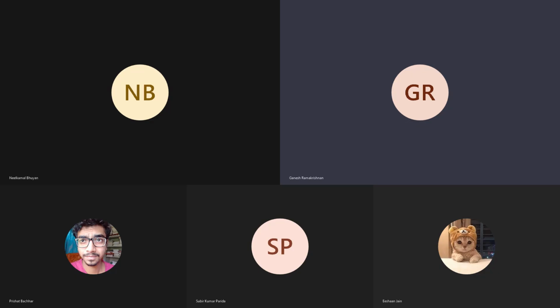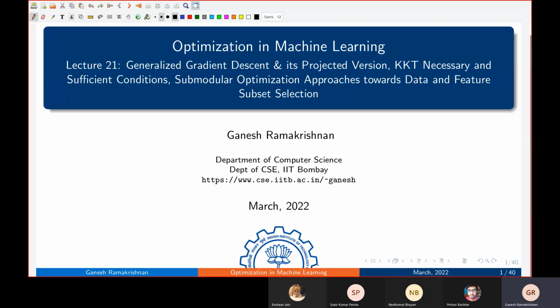So welcome everyone to lecture 21. We'll conclude our discussion on generalized gradient descent by culminating our use case of generalized gradient descent through the projected version. But to be able to take the projected version to its logical conclusion, we'll need to just introduce the Karush-Kuhn-Tucker necessary and sufficient conditions. And thereafter we'll be done with this topic more or less.